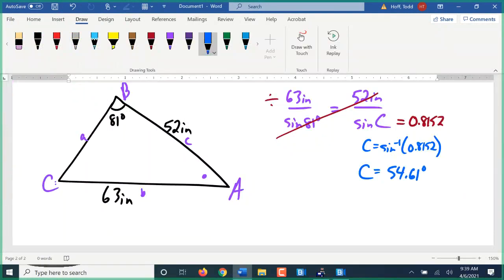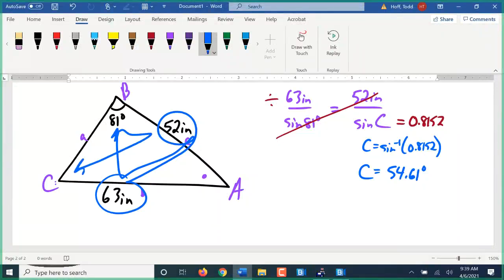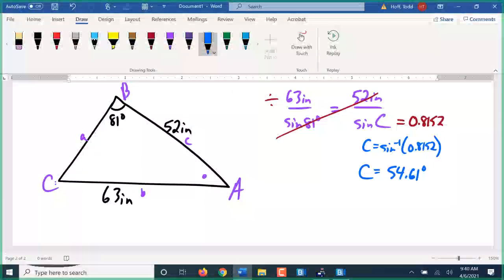Now we always have to stop and ask a question whenever we do that inverse sine to find the angle: are we sure that this is an acute angle? And yes, we are. This side is bigger than that side, which means this angle has to be bigger than that angle. So we know that has to be smaller than 81 degrees. It has to be an acute angle. So we know the 54.61 degrees is reasonable for that answer.